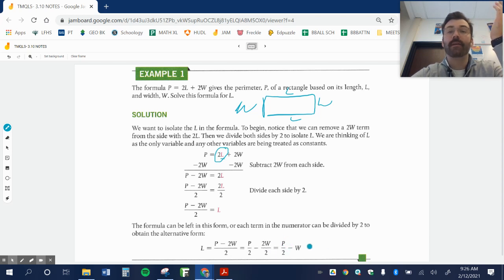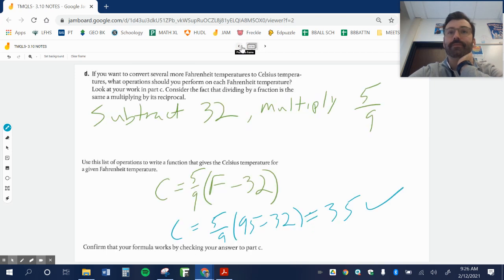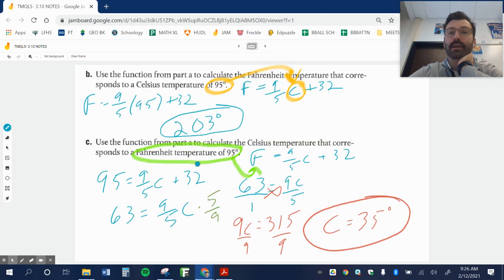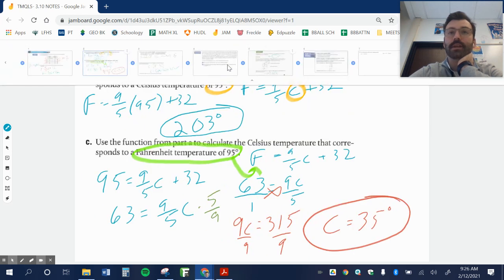Now, why would we do that? To simplify. Maybe the problem says, find the length of this rectangle given the width is this and the perimeter is something else. This right here would be a lot easier than going through and doing all of that. It makes our life a lot easier, just like this process here is easier than going through all of this.